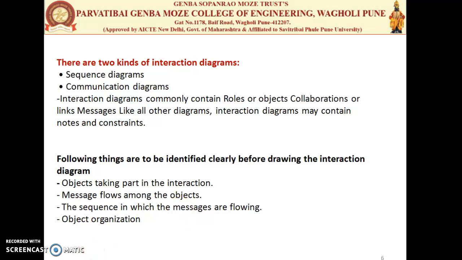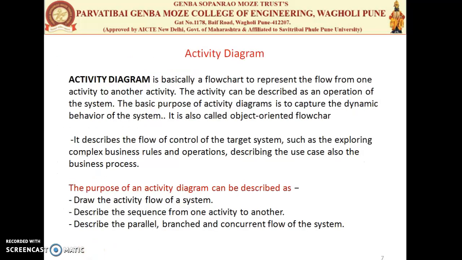Now firstly we'll see the behavioral diagram. The first behavioral diagram is the activity diagram. Always understand that the interaction diagram is a part of the behavioral diagram. So in the behavioral diagram, the first diagram which we are going to see is the activity diagram. The activity diagram is basically a flow chart to represent the flow from one activity to another. The activity can be described as an operation of the system or any functionality of the system. The basic purpose of this activity diagram is to capture the dynamic behavior of the system, or the dynamic aspect of the system. It is also called the object-oriented flowchart.